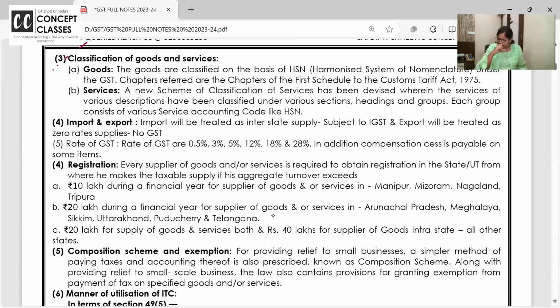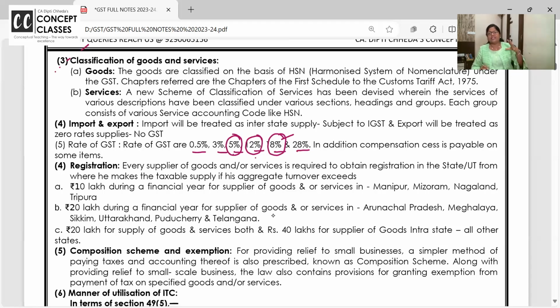What are the rates of GST in India? 0.5%, 3%, 5%, 12%, 18%, 28%. Popularly we all know that the most essential goods come in 5% and all, and then 12%. Most of the services are in 18%. And 28% GST is the highest, on luxurious goods, white goods, we call them. You don't have to remember which product, goods or services has what rate of GST. That will be given in the exam.